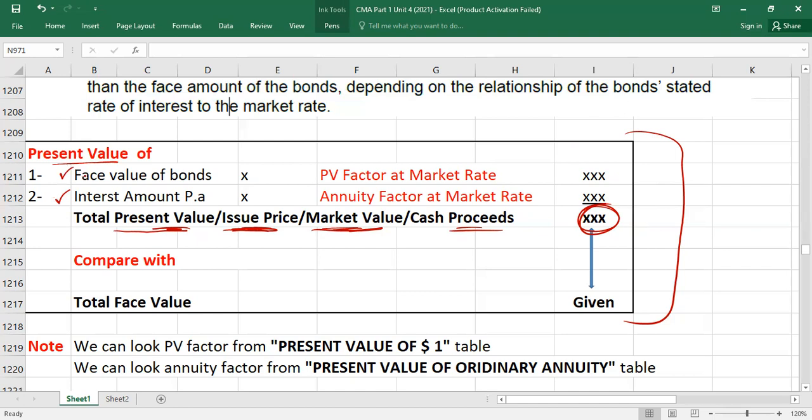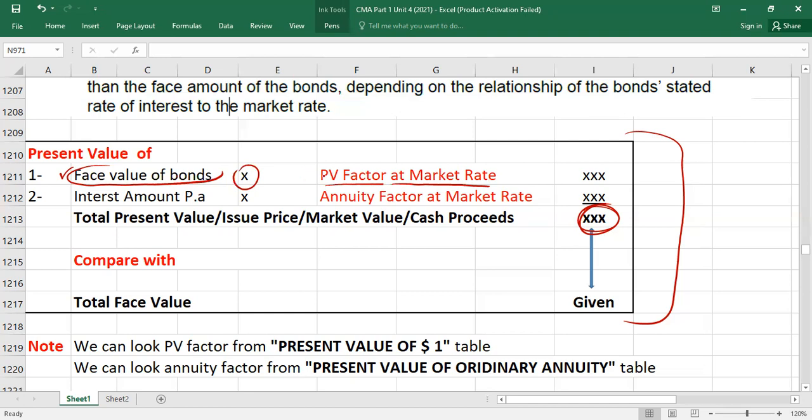So here we go. For example, I'm just assuming here, let's take first the face value of the bonds. This face value of the bonds, which you will return obviously at the end of the maturity period, is also a cash flow. So we will always multiply it with the present value factor. And this present value factor you will select always at which rate? Not at the stated rate, but at the market rate, because that is the benchmark with which we are comparing our stated rates.